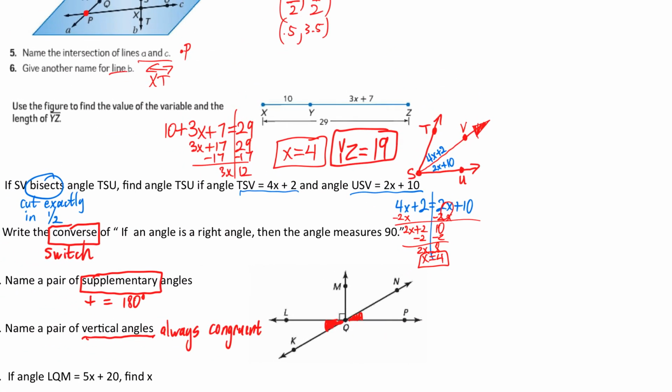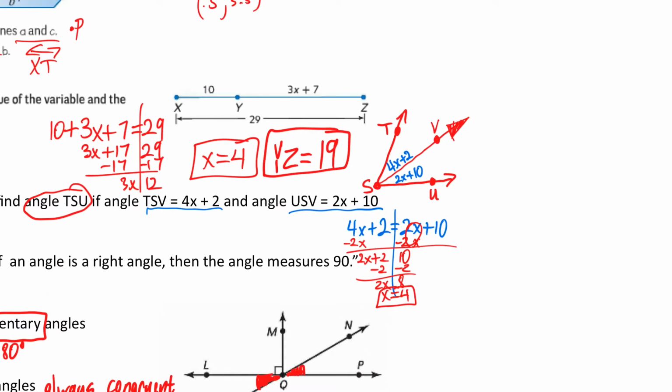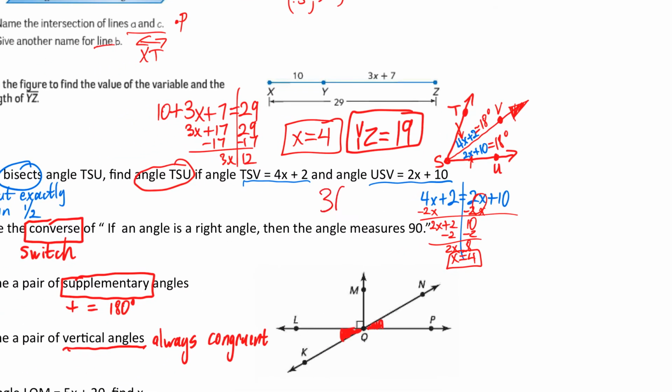Now, this up here says find angle TSU, so we got to plug it back in. So if I plug in 4 right here, what's 4 times 4? 16. And 16 plus 2? 18. Then if I take 4 and plug it in here, what's 2 times 4? 8. And 8 plus 10? 18. So 18. And so the question is, how big is that whole angle? It's 18 and 18 together. So 36 total degrees.